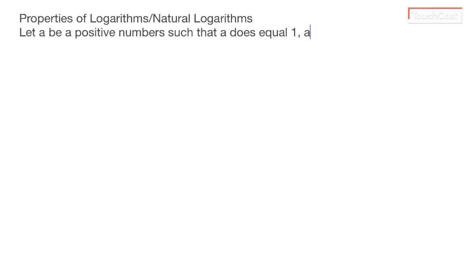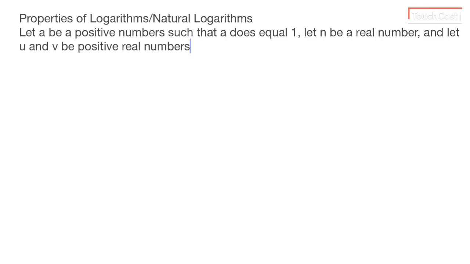So before I write any stuff, we're going to first write a little statement. We're going to say let a be a positive number such that a does not equal 1. And we're going to let n be a real number and let u and v be positive real numbers. Then we can start looking at some properties.